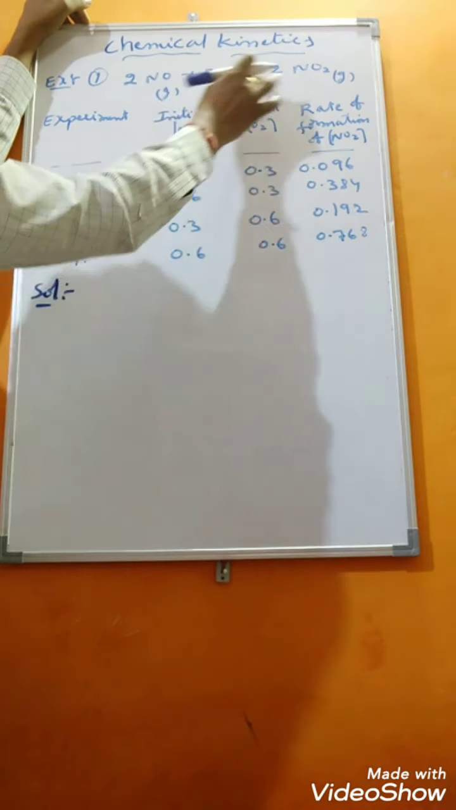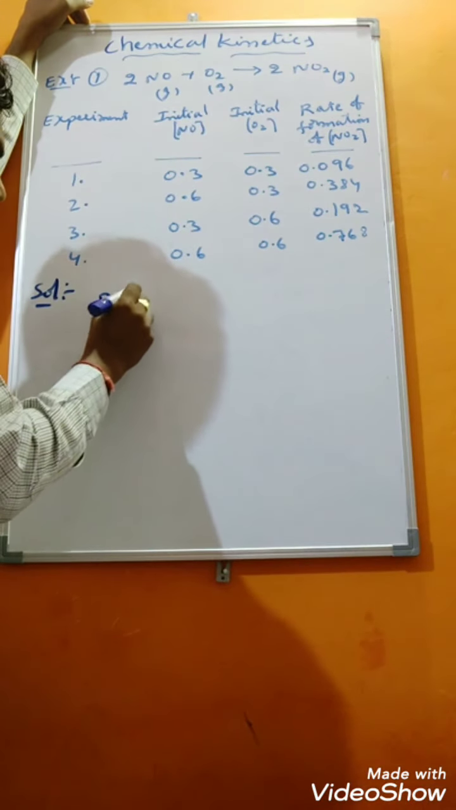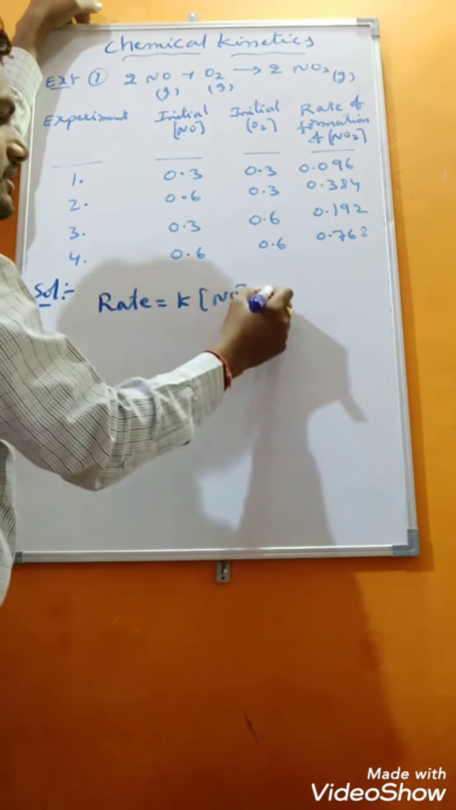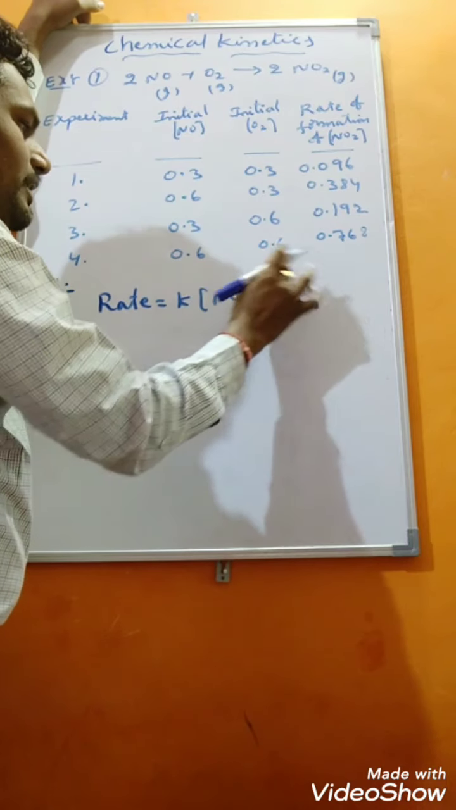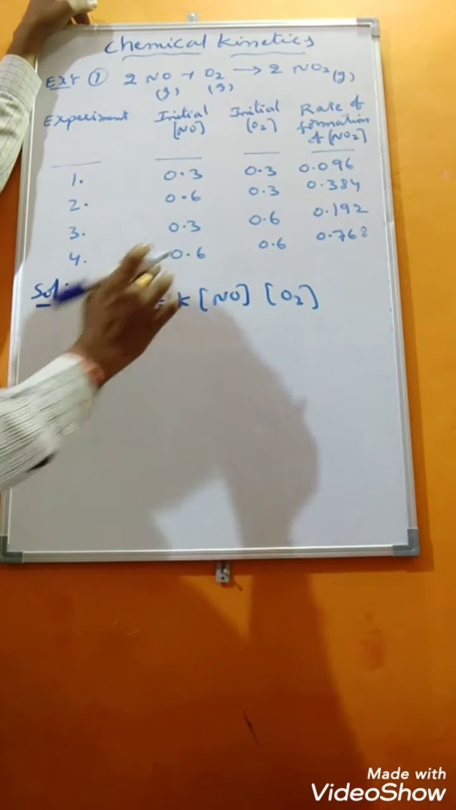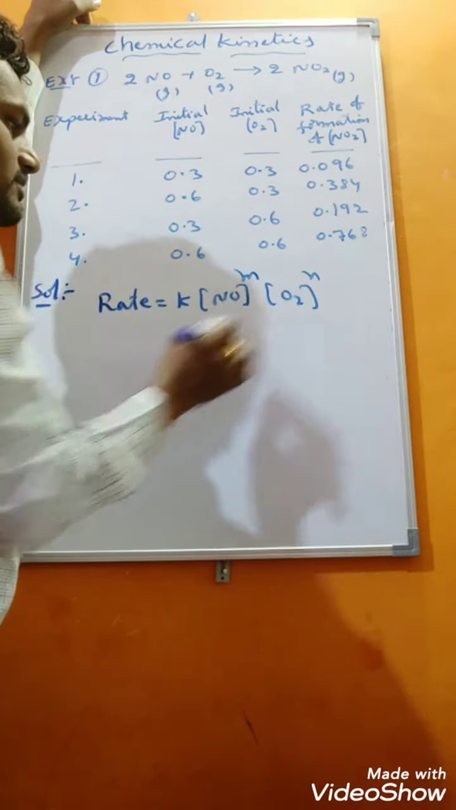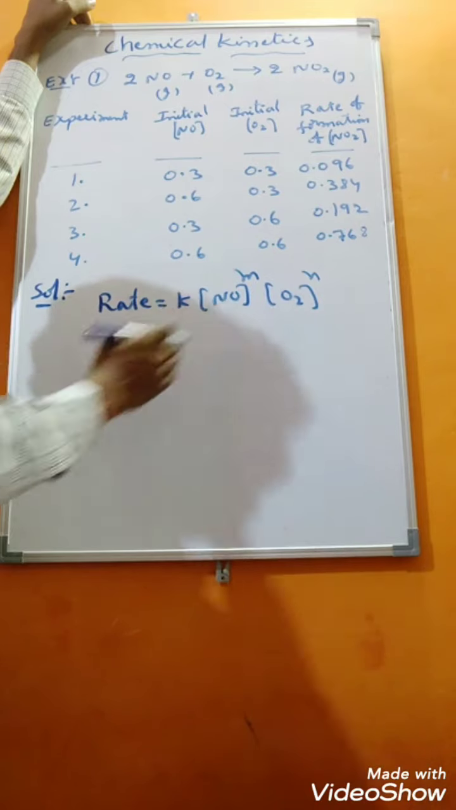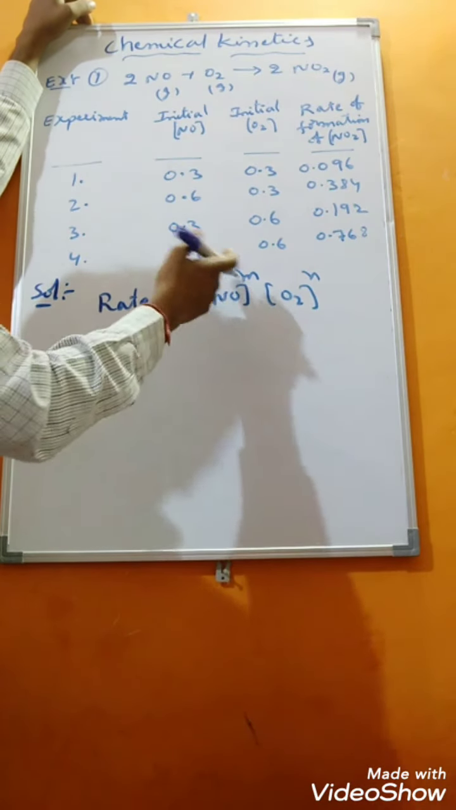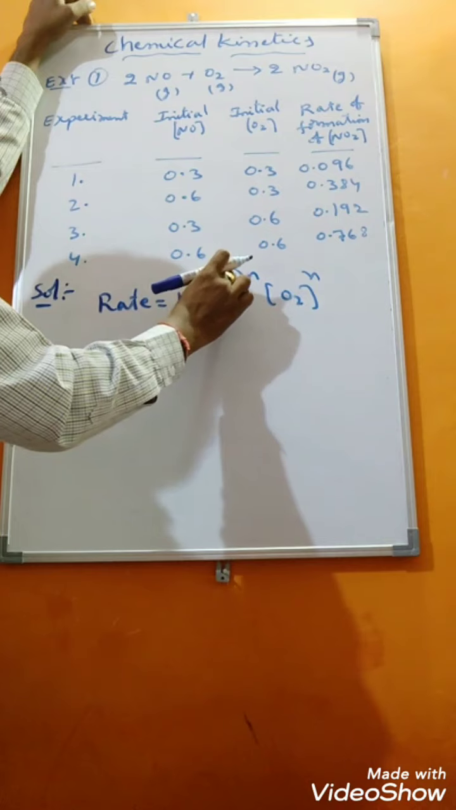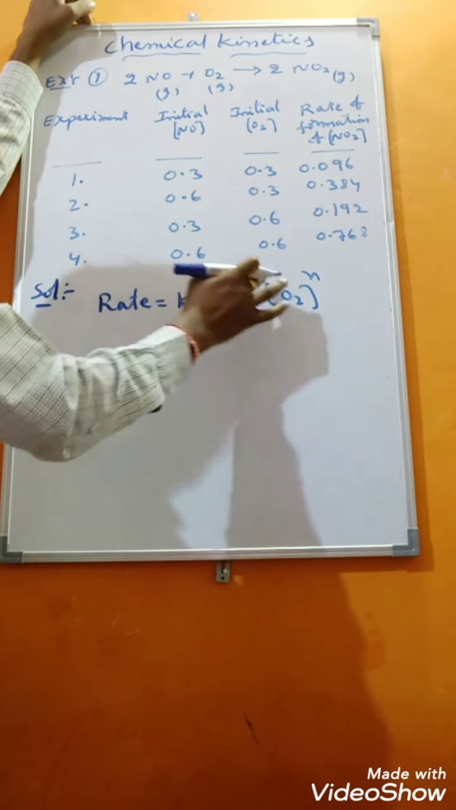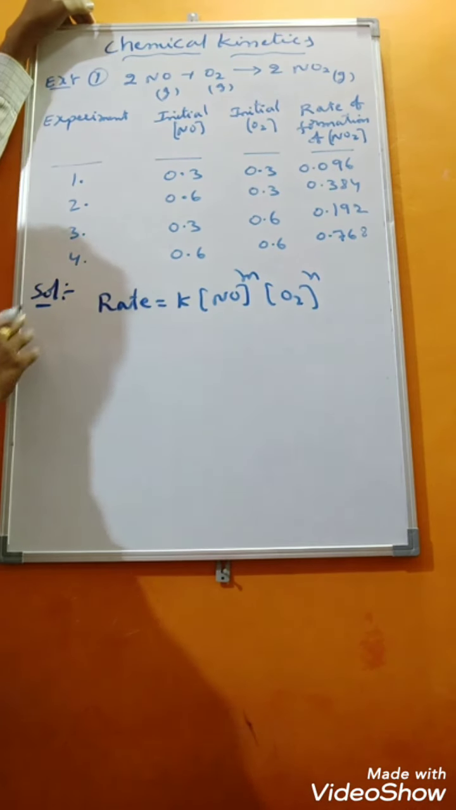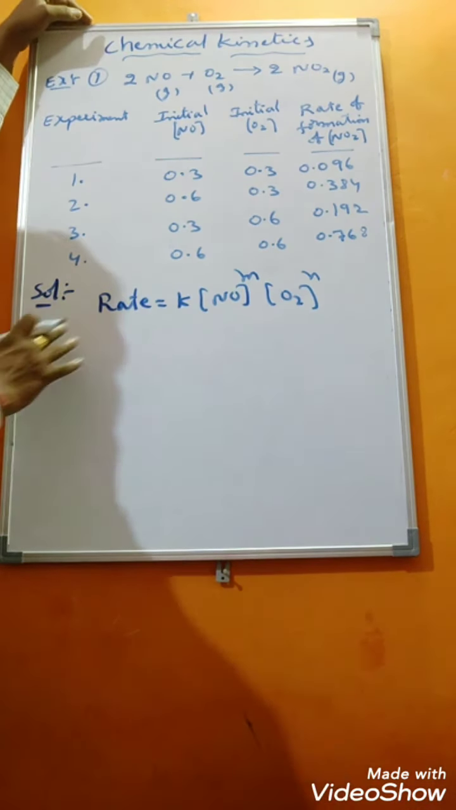For example, I am taking this equation: rate = K [NO]^M [O2]^N. What exponents do we need to write? We don't know, so suppose I have taken M and N as the exponents. You can take X and Y also, that is your wish, because we don't know their values. We are going to find these values by using this experimental data, and after that we will substitute them in place of M and N. Then how do we solve this expression, students?